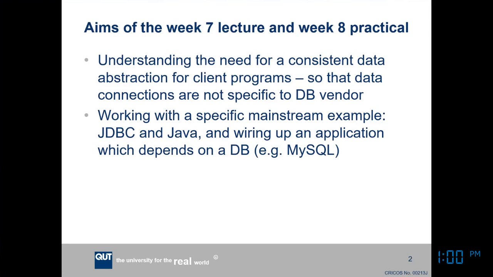So what we're aiming to do this week and in next week's practical is understand the need for consistent data abstraction for client programs so that we don't need to write specific database code for each individual database that we use. And we're looking to get some experience with working with a specific mainstream example, which is JDBC, or Java Database Connectivity. This is not the only vendor-agnostic database connectivity standard. We will look at another one, but because we're using Java, JDBC is the most popular solution.